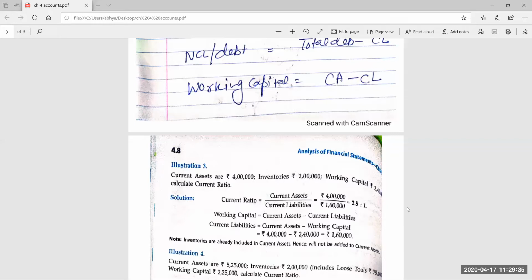Okay. Adit has given me answer. Very good students. Jatin has given me answer. Khushi, Adit, Anushka, Jatin best. But different answers are coming. Students, I told you that loose tools will be deducted because in inventory, loose tools are included and inventories must be included in current asset. So it means loose tools are already added in current asset. So to find out the current assets, we have to deduct loose tools.